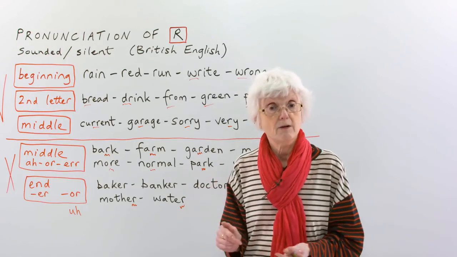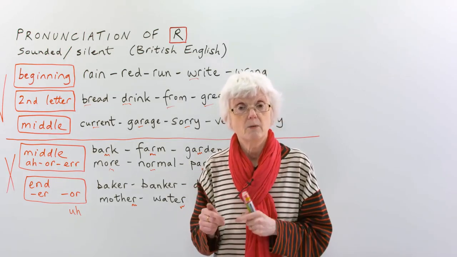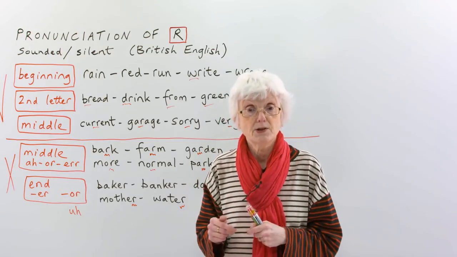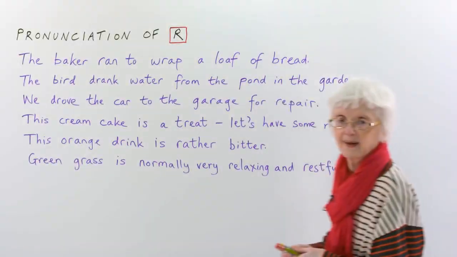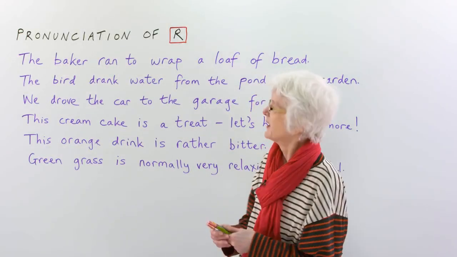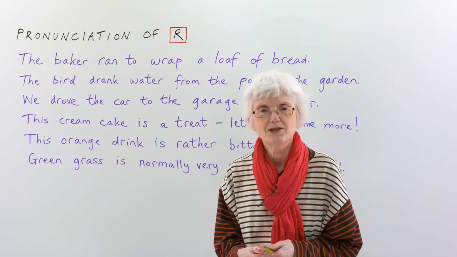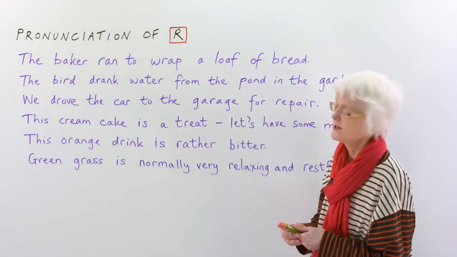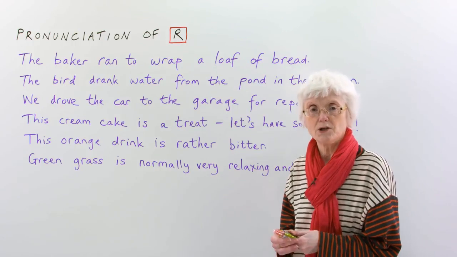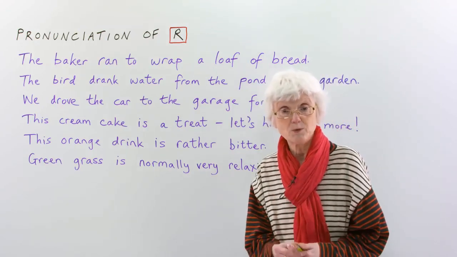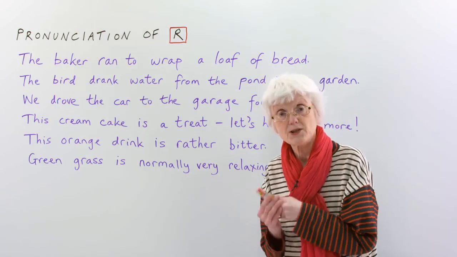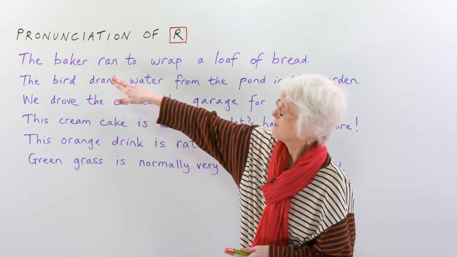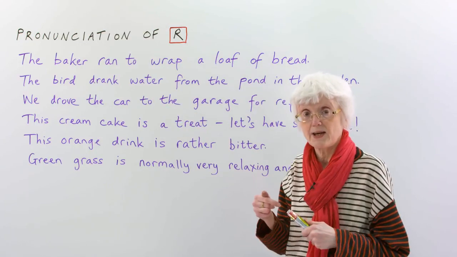So that's the first half of the lesson, and now we're going to go on to the second part with some sentences for you to practice on. Okay, so let's have a look at some practice sentences and see if you can decide which words need to have the R sounded and which have the silent R. So, the first sentence, if you'd like to look at that before I say it.